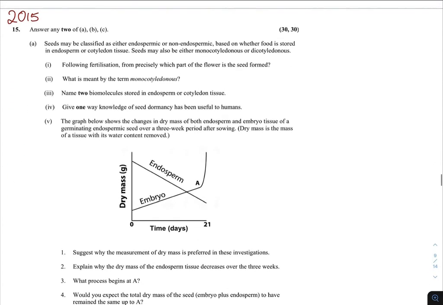Okay, so I said before that you will get two types of graph, and this is the second type of graph you're going to see. We'll get to that in a moment. Before we get to that, let's see what we have over here.